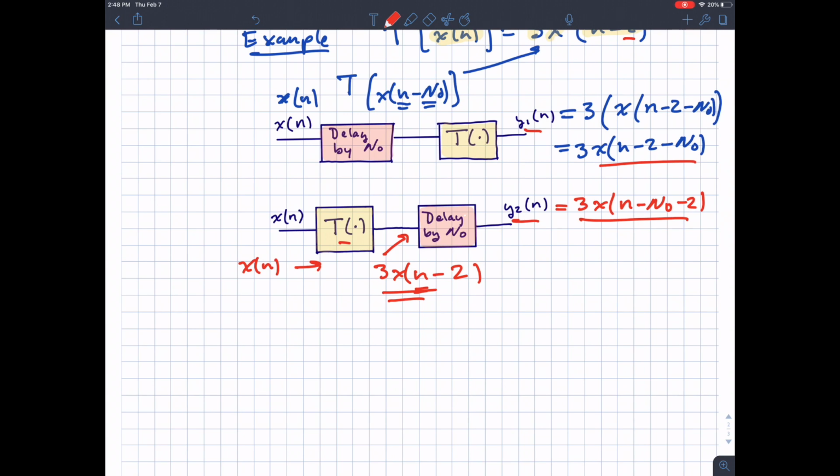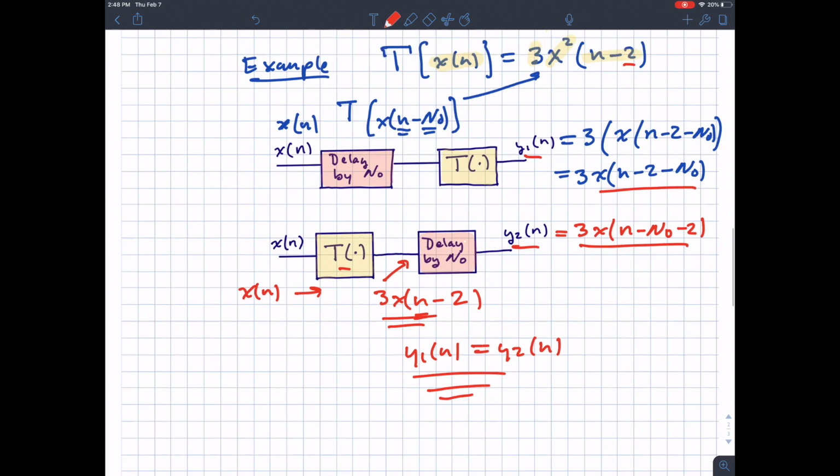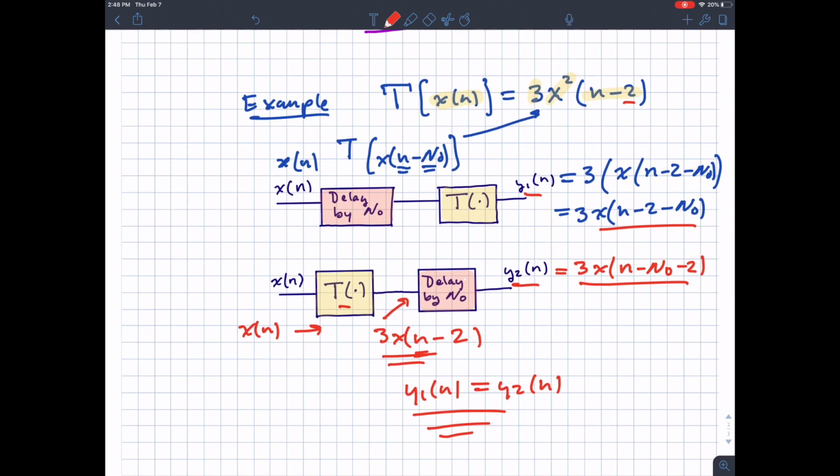Then I said subtraction, I meant addition. Addition is commutative. The order doesn't matter, and so that means that y1 of n is equal to y2 of n. And this would be independent of n naught and independent of which signal x that we take. All right, so therefore the conclusion is that this particular system is time invariant.